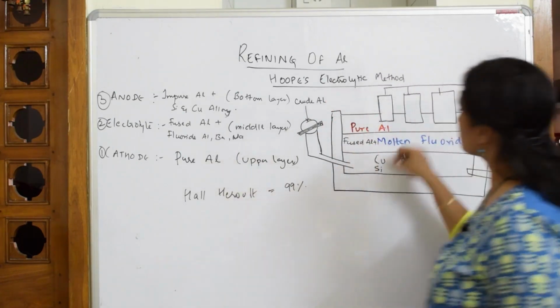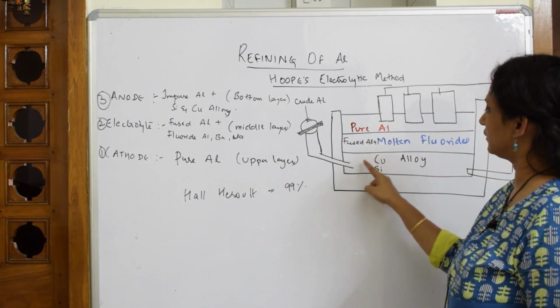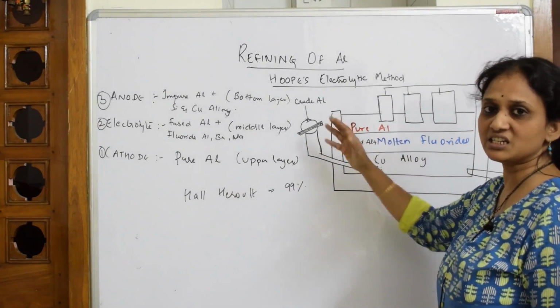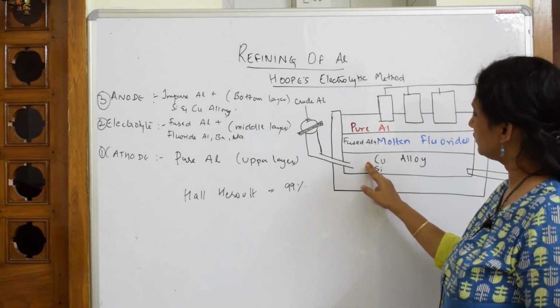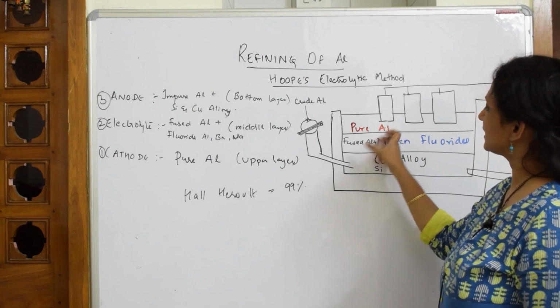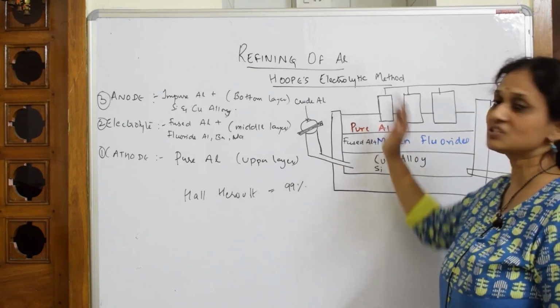Now, during this process of electrolysis, the impure aluminium gets purified as it is exchanged with the opposite electrodes. From the bottom layer, the aluminium is collected. And again, from the second layer, this is also collected. And finally, it is sent to the first layer, and then it is scraped off.